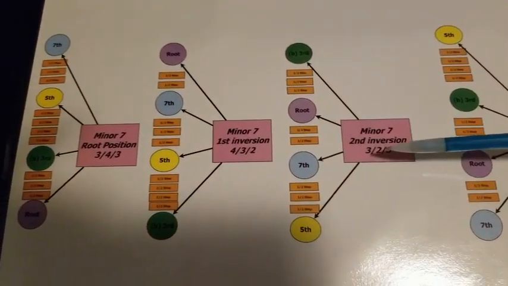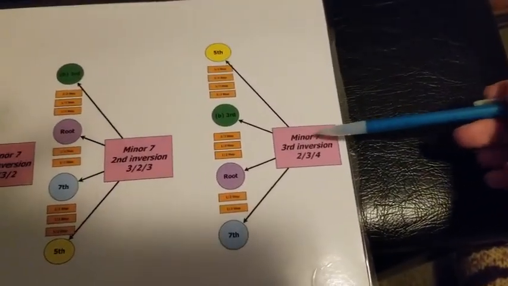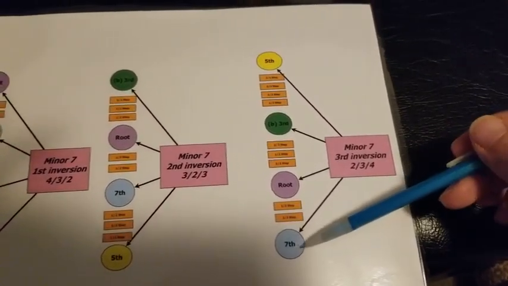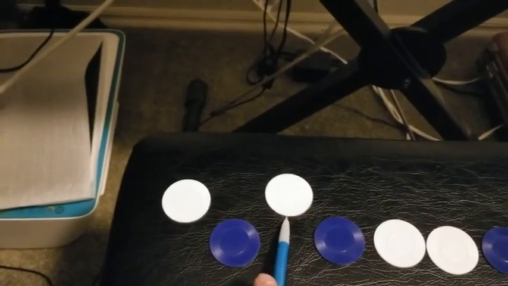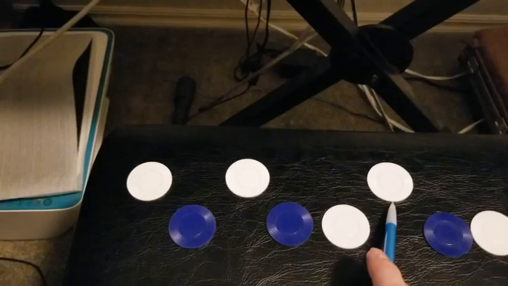That was second inversion. And now we're going to move on and do the final third inversion for our minor 7, which is simply 2, 3, 4. The seventh on the bottom. So if C is a 7, we have 2, 3, and 4 for our structure. 1, 2. There's our root. We're looking for the third now. 1, 2, 3. Here's our third. And 4 for the fifth.